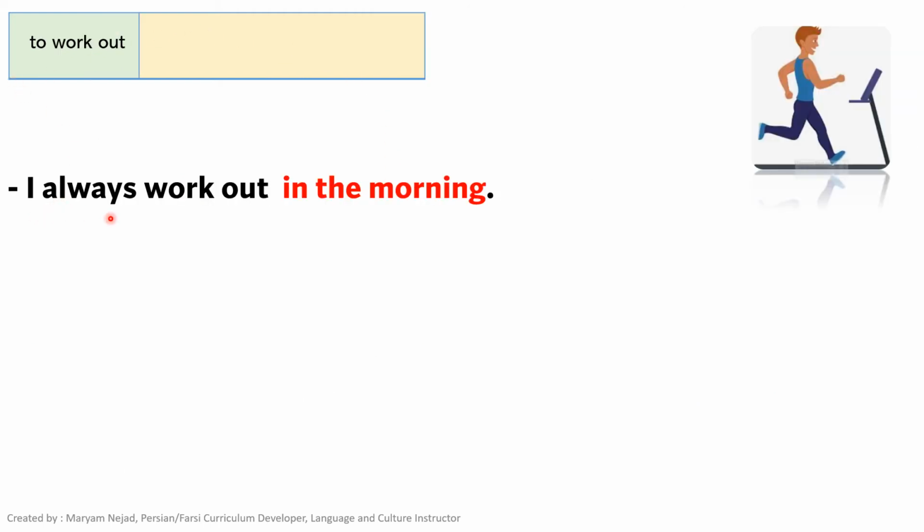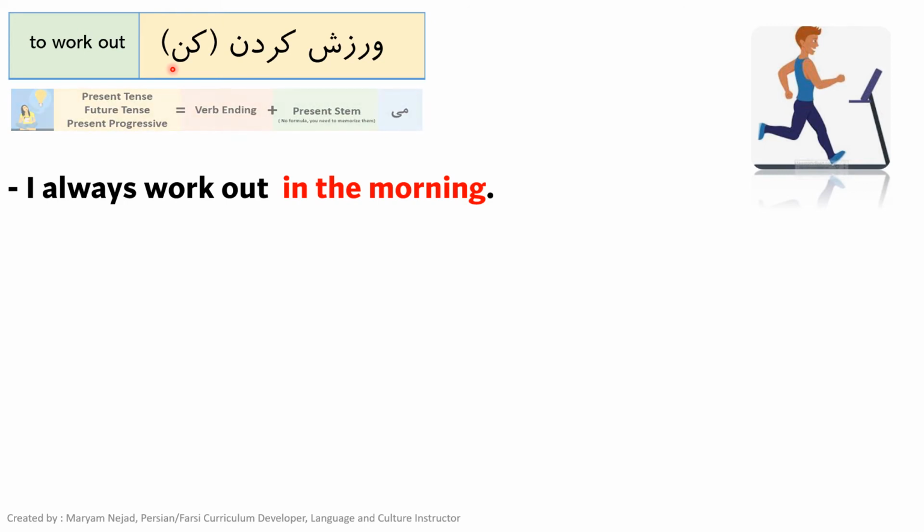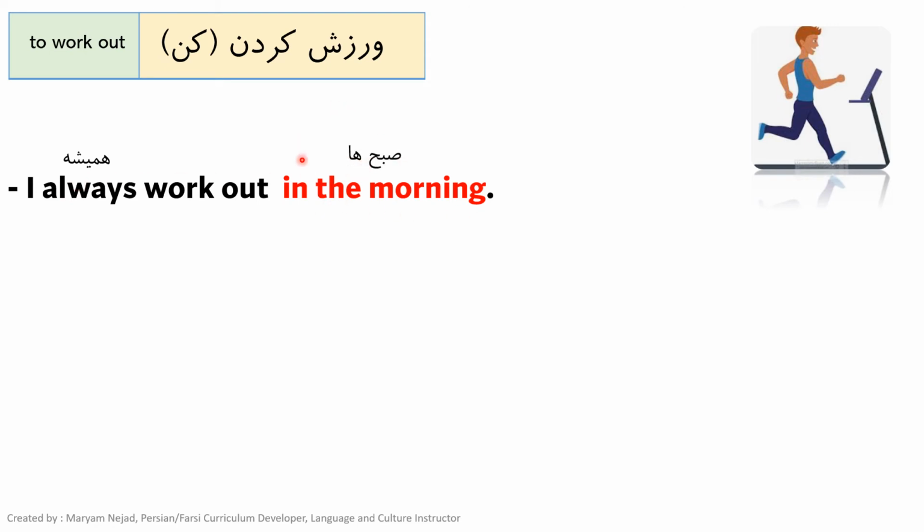Next example, I always work out in the morning. So to work out is ورزش کردن. Here is a present stem because this is simple present tense, so we need the present stem. And here is the formula again. Let's go over the vocab. Always is همیشه. And then in the morning, we just say صبح. So we don't need any preposition. And because it's referring to a repetitive habit, we add ha to صبح. So literally we need to say something like I always mornings work out.